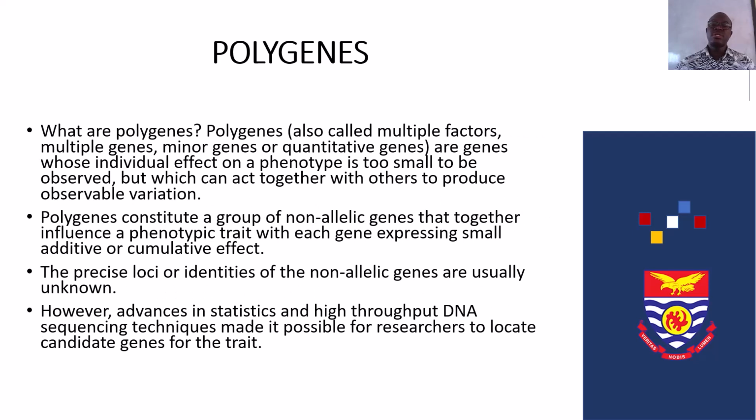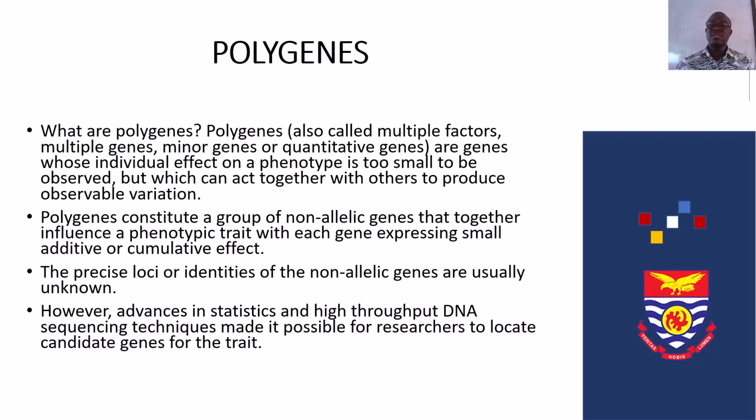So what are polygenes? Polygenes are so-called multiple factors, multiple genes, minor genes, or quantitative genes. They are genes whose individual effect on a phenotype is too small to be observed, but which can act together with others to produce observable variation. Polygenes constitute a group of non-allelic genes that together influence a phenotypic trait, with each gene expressing a small additive or cumulative effect. The precise loci or identities of the non-allelic genes are usually unknown.